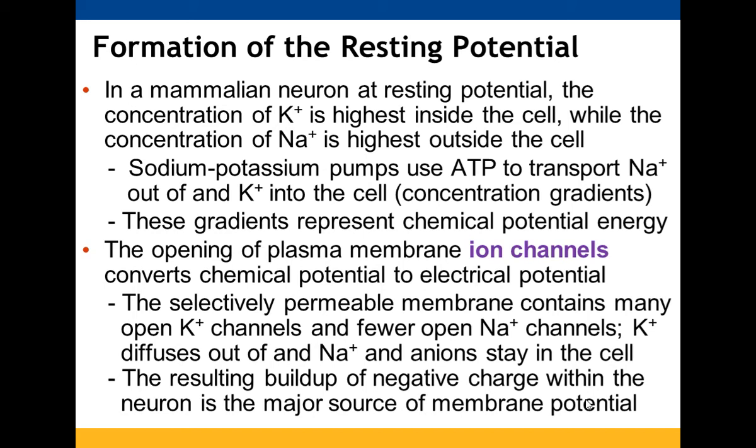Because you have a selectively permeable membrane, there are potassium channels and sodium channels. If you have open potassium channels, you're going to allow potassium to leave the cell, and if the sodium channels aren't open, the sodium and the anions are going to stay in the cell. Anions, remember, are your negatively charged ions. Because a lot of potassium ions have moved out and the sodium and anions are kept in the cell, a negative charge builds up, and that becomes the predominant source of membrane potential.